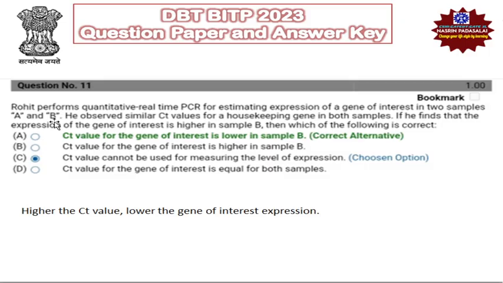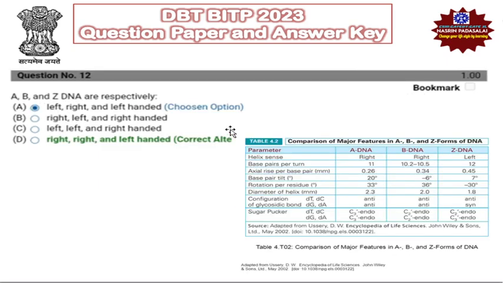Next is, Rohit performed quantitative real-time PCR for estimating the expression of a gene of interest in two samples A and B. He observed similar CT values for a housekeeping gene in both samples. If you find that the expression of the gene of interest is higher in sample B, then ultimately the CT value of the gene of interest will be lower. So if expression of the gene of interest is higher, the CT value will be lower. If expression is lower, the CT value will be higher. They are inversely proportional.